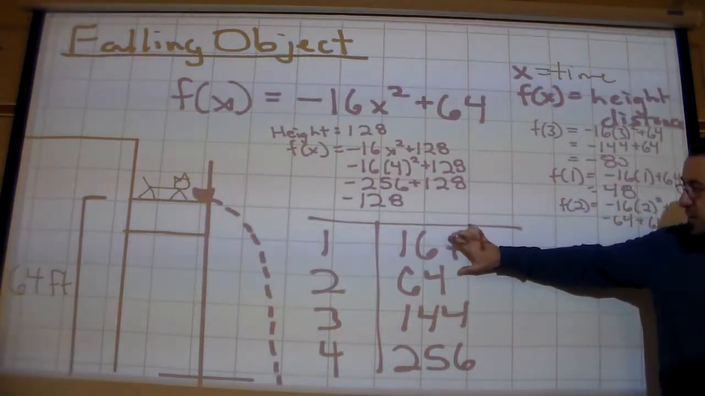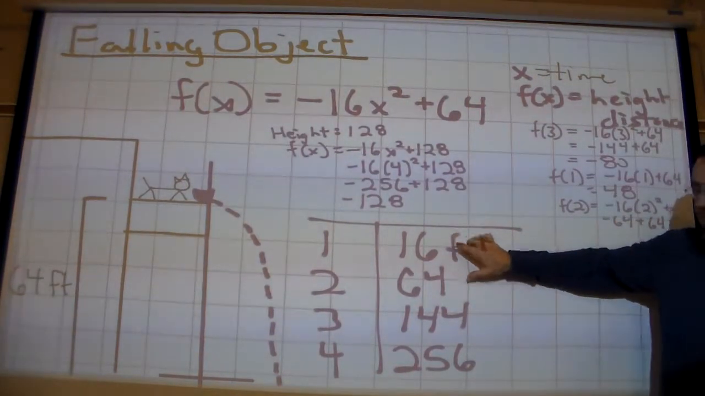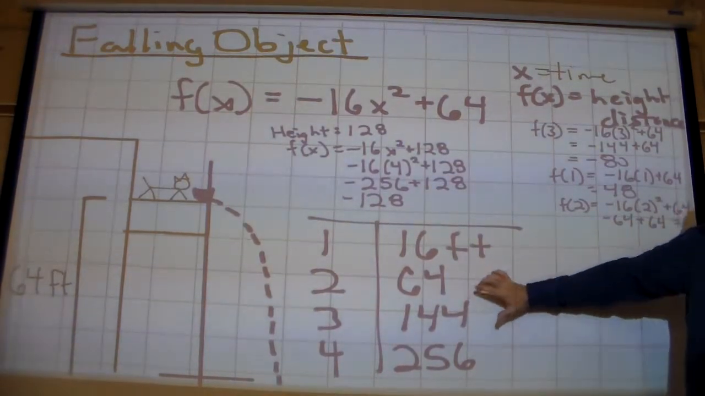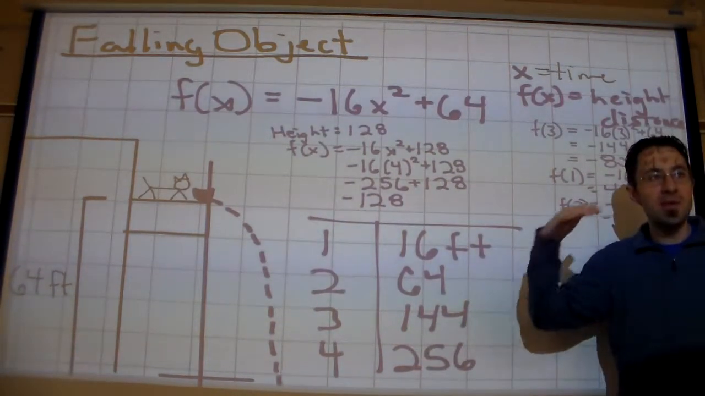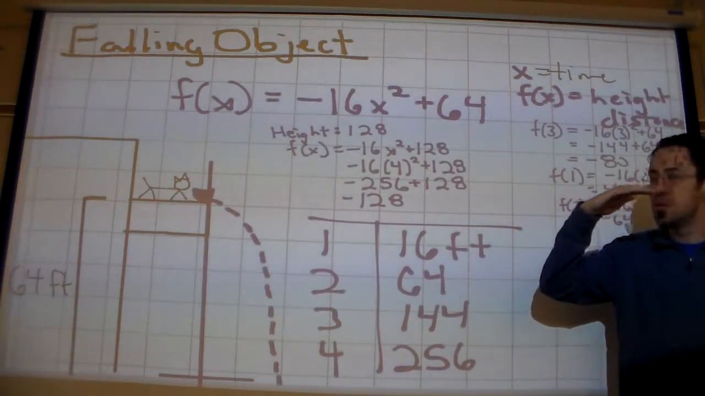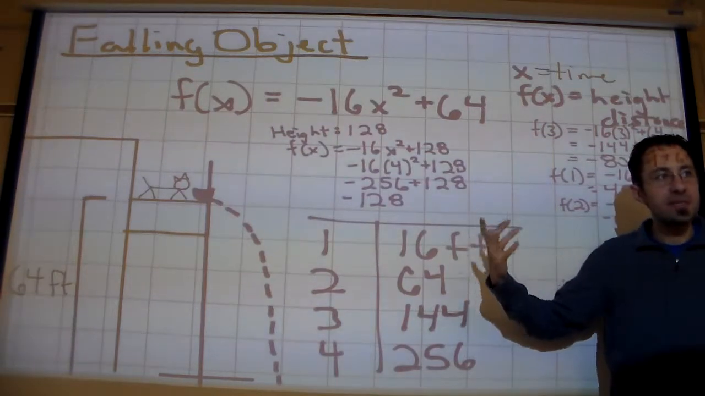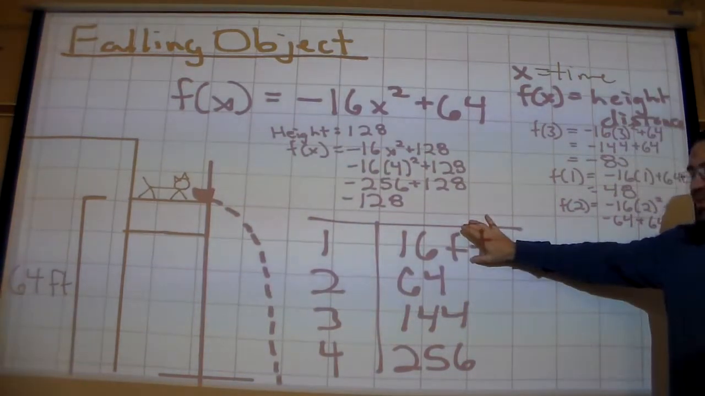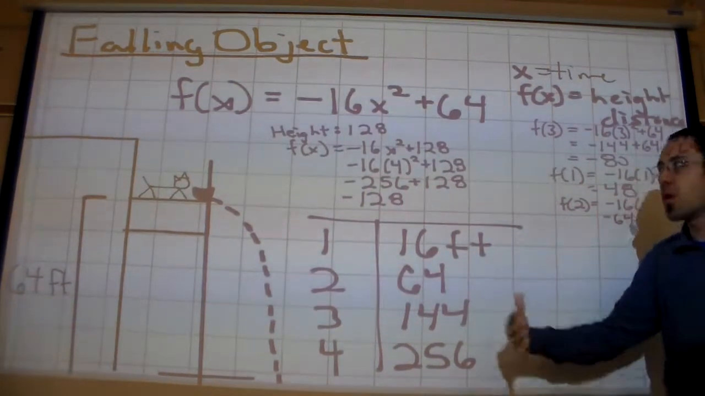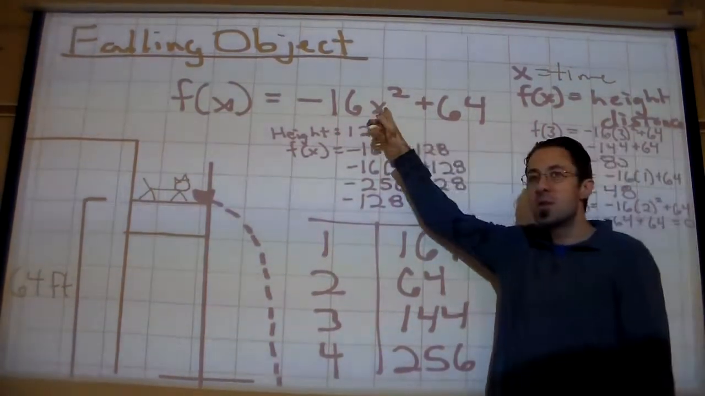The difference here is 48 feet. The difference here is 80 feet. The difference here is 112. Do you notice the further it falls, the faster it goes? Yeah, gravity accelerates as things fall. So even though it fell 16 feet in that first second, the next second it went even more. That's going to happen when we look at a parabola.